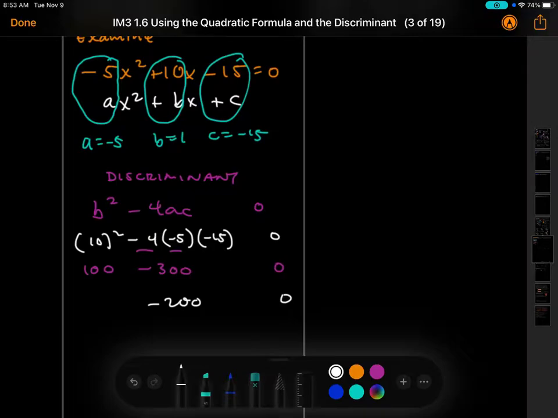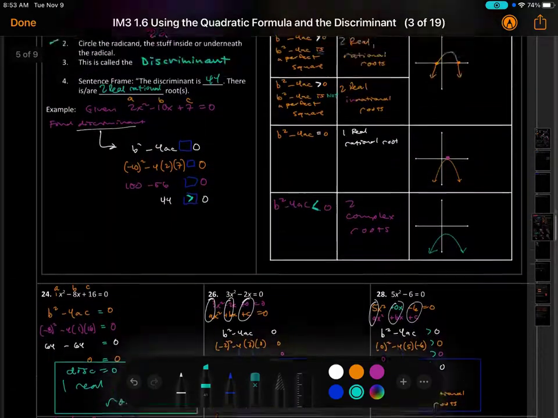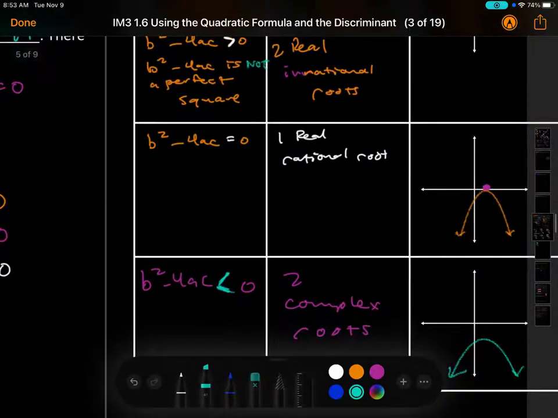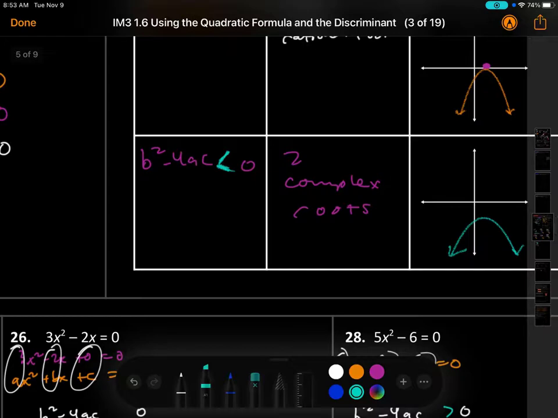Okay, what inequality are we going to put there? This would be less than. Negative 200 is smaller than 0. So if I look back at my notes, which one had less than? Well, that would be two complex roots.